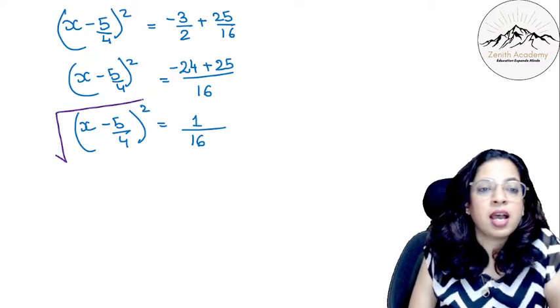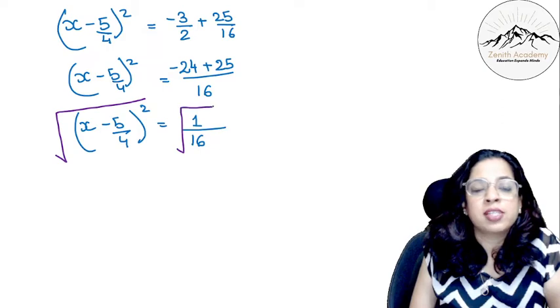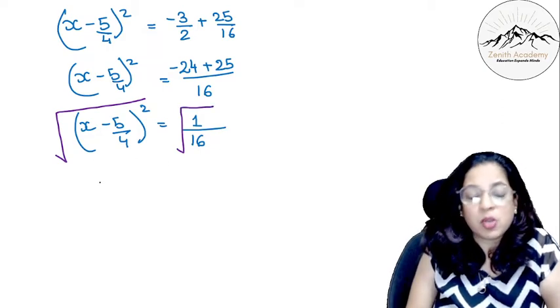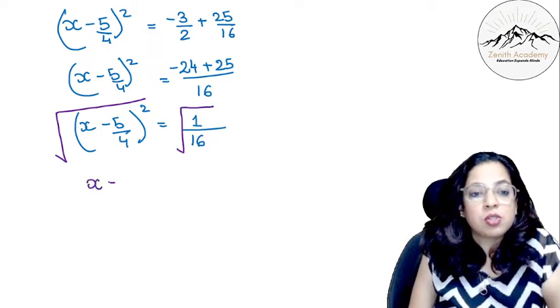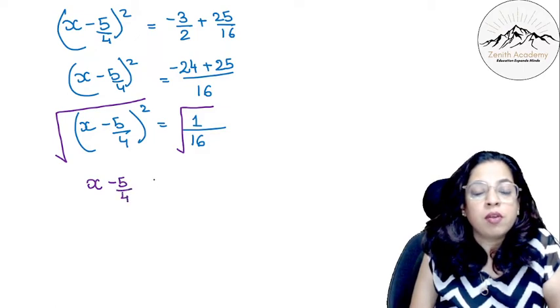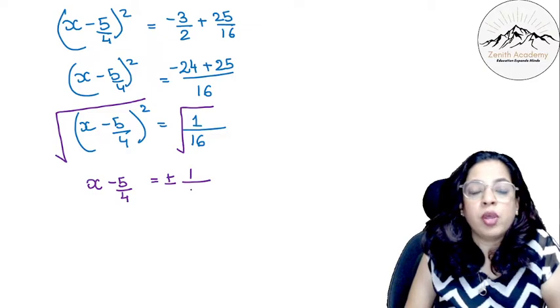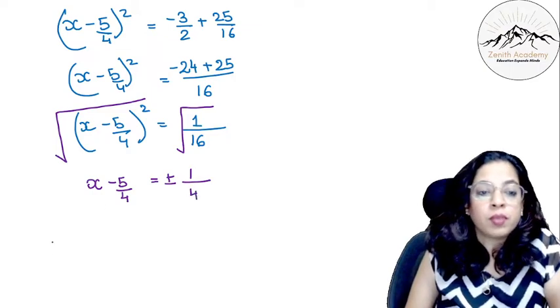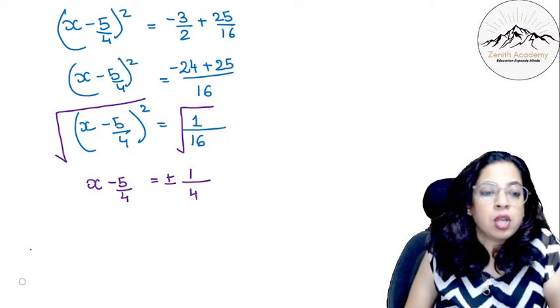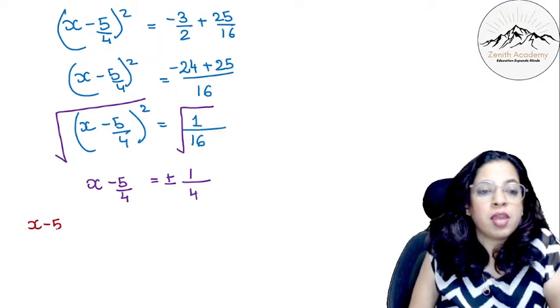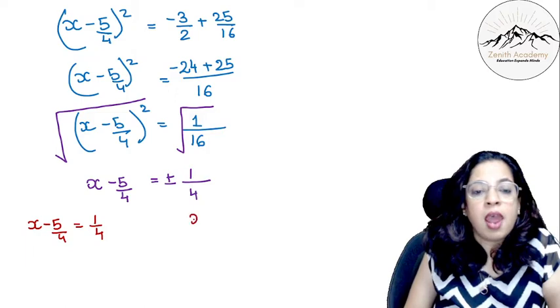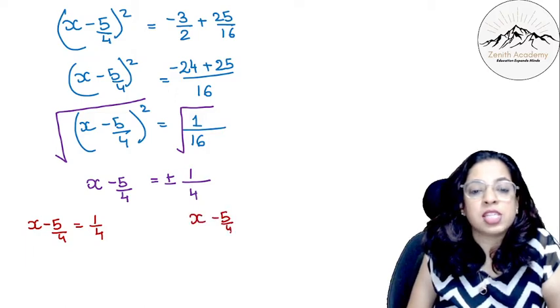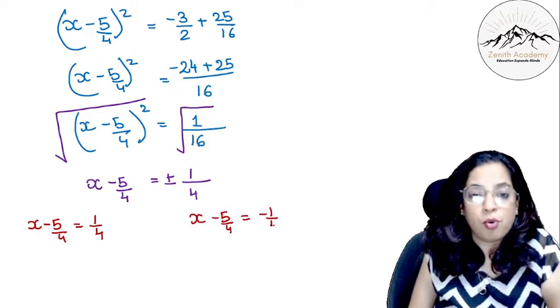Isn't it? Now taking square root on both the sides, you have to do it in two different steps. I've done this because I have less space. So x minus 5/4 will be equal to plus minus square root of 1 is 1, square root of 16 is 4. Correct? So now I have got x minus 5/4 is equal to positive 1/4 and x minus 5/4 is equal to negative 1/4.